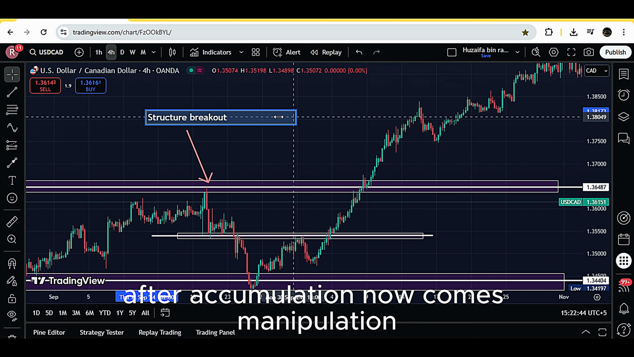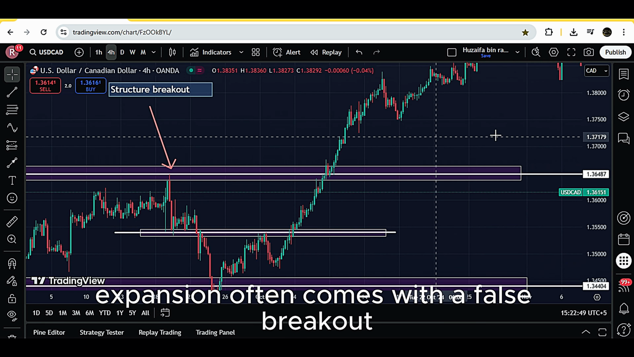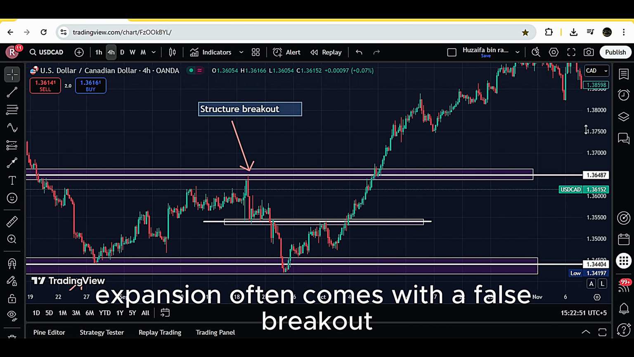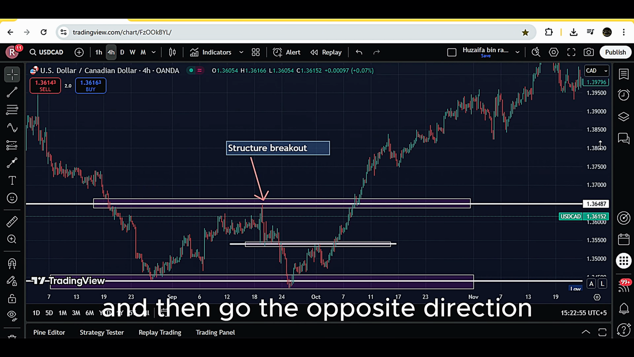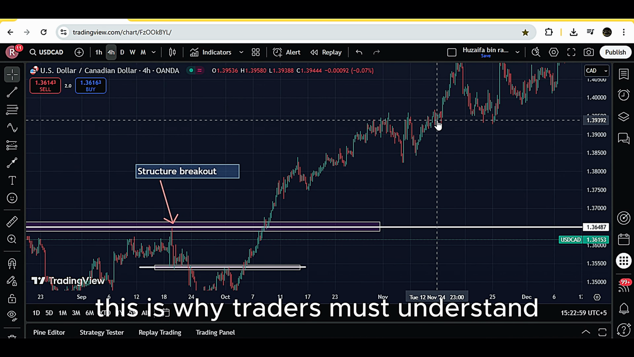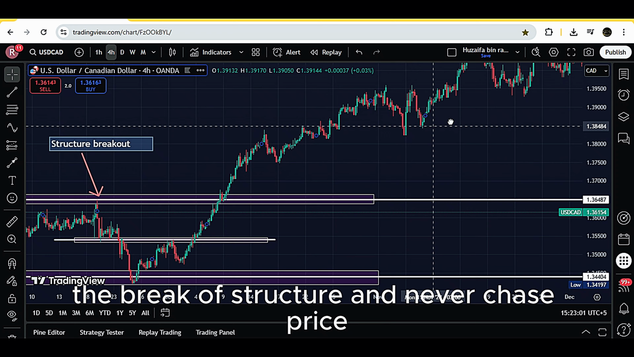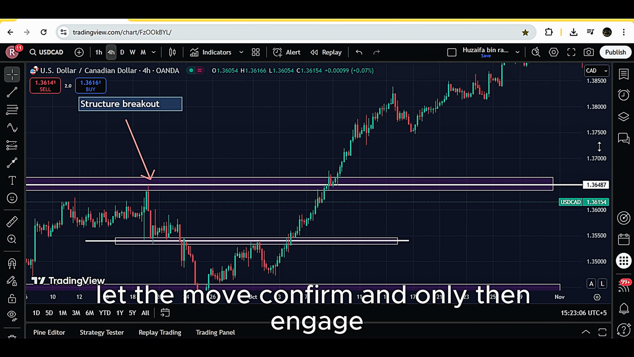After accumulation, now comes manipulation. But here's the trick. Expansion often comes with a false breakout first. Price may spike one way to trap traders, and then go the opposite direction. This is why traders must understand the break of structure and never chase price. Let the move confirm and only then engage.